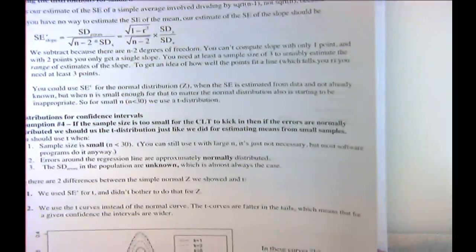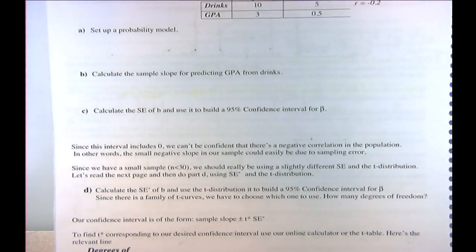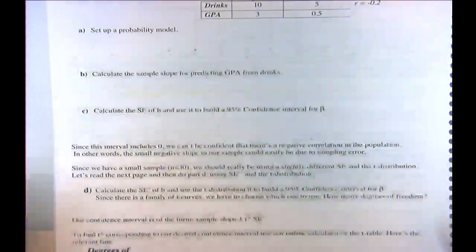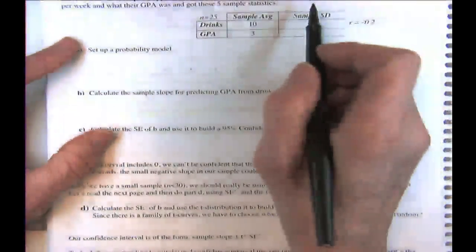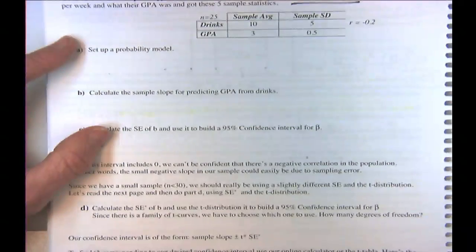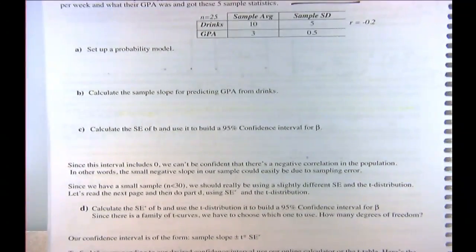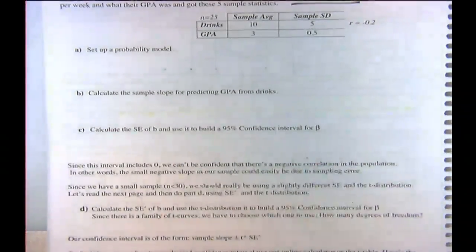All right, we have 10 minutes left. I think what I want to do is just show you the t-distribution. So here is an example where I only have a sample of 25. Everybody wants to know, is there a correlation between drinking and GPA? You assume it's negative, but is it really?